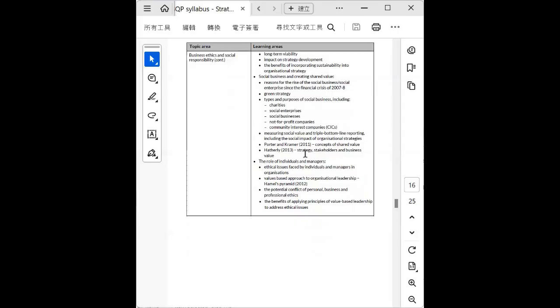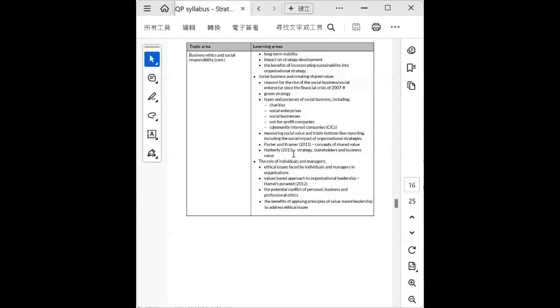And then we have other measures from Porter and Kramer, the concept of shared value. Right? So creating shared value through business practices to create a win-win situation. Hathaway looks at strategy, stakeholders, and business value, and discusses insights in aligning the strategy with stakeholder expectations, etc.